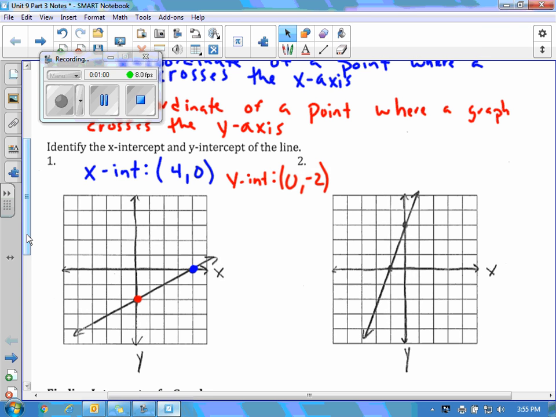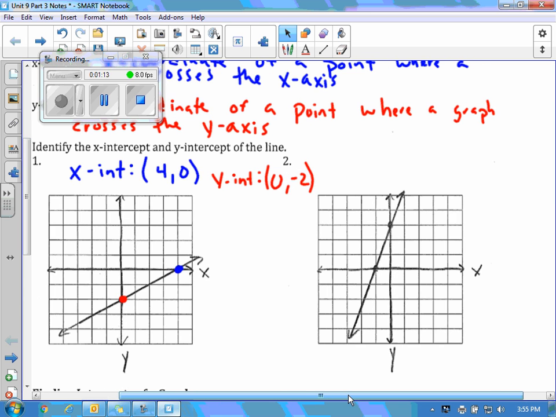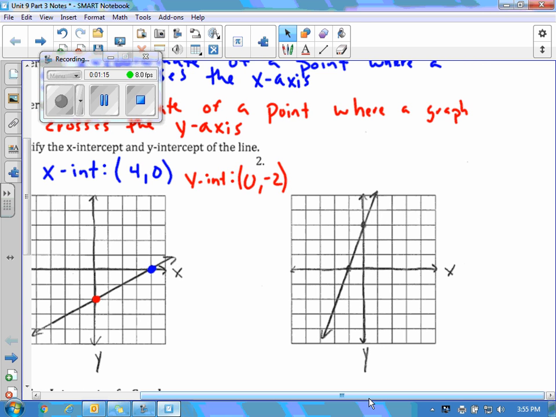So what I want you to notice real quick is that when we have the x-intercept, the y-coordinate is 0. When we have the y-intercept, the x-coordinate is 0. So let's look at our second example.